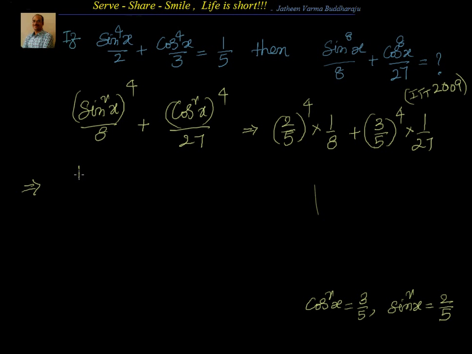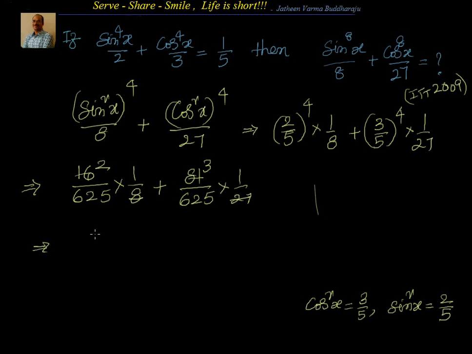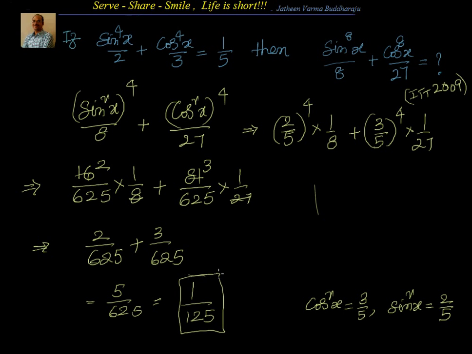We'll have 2 power 4 is 16 and 5 to the power of 4 is 625. Multiply that with 1 by 8, plus 3 power 4 is 81 divided by 5 power 4 is 625, multiply with 1 by 27. 27 will go 3 times and 8 will go 2 times. So you'll have 2 by 625 plus 3 by 625, that's equal to 5 by 625, which is equal to 1 by 125. So the answer for sin to the power of 8x by 8 plus cos to the power of 8x by 27 is 1 by 125.